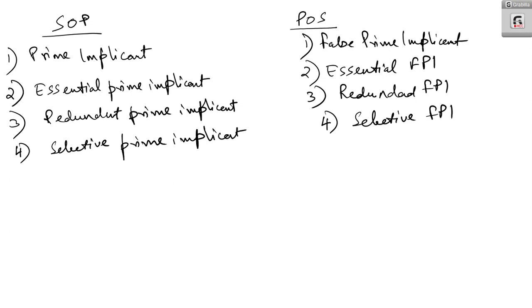If you know the definition of SOP, then POS form can automatically be created. So the only difference is in how to take it. Okay. So coming into prime implicant, these type of definitions are generally done in sum of product form or SOP form.